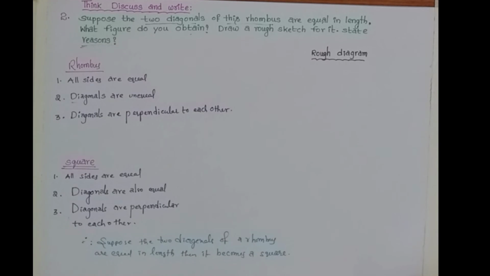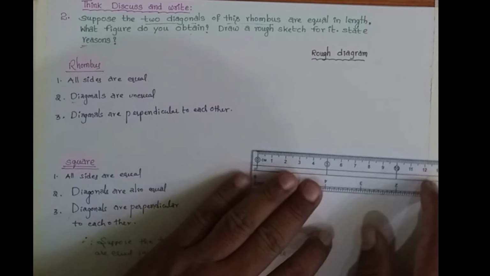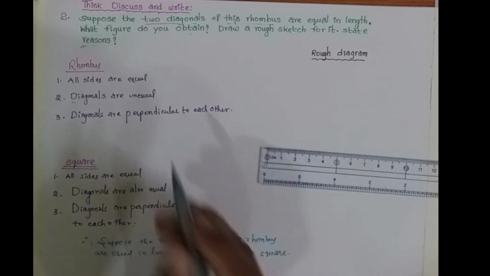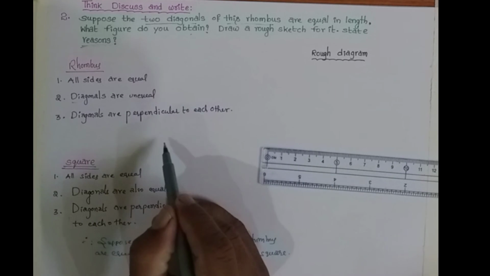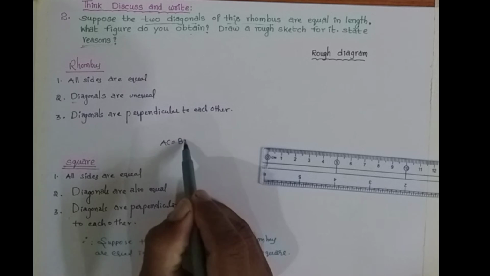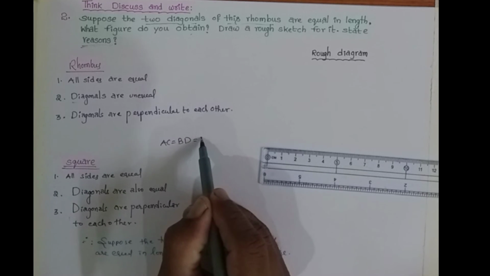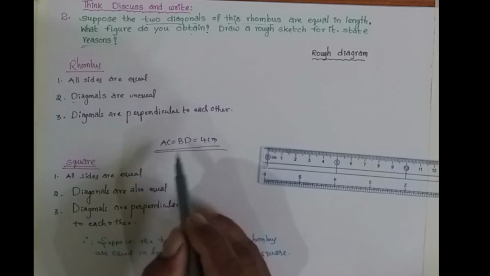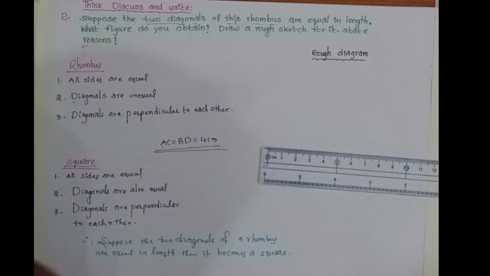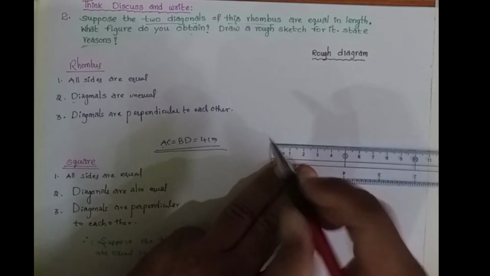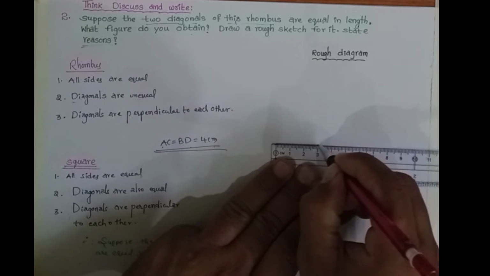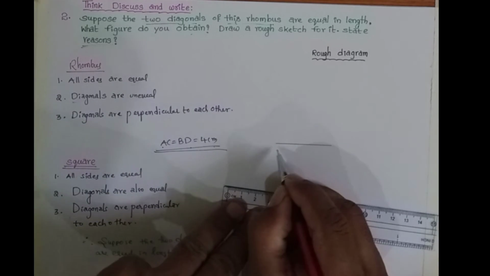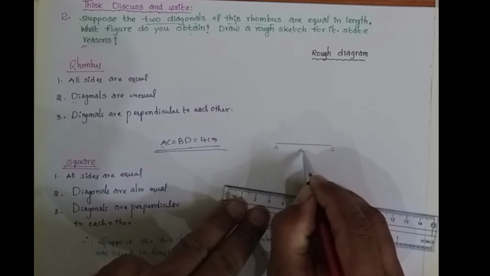Let us consider the rough diagram. Let us construct the diagram. Suppose the diagonals AC and BD are equal to 4 centimeter in length. Since diagonals are equal, let us consider diagonals AC and BD equal to 4 centimeter. Now taking AC as base of length 4 centimeter. This is AC equal to 4 centimeter.